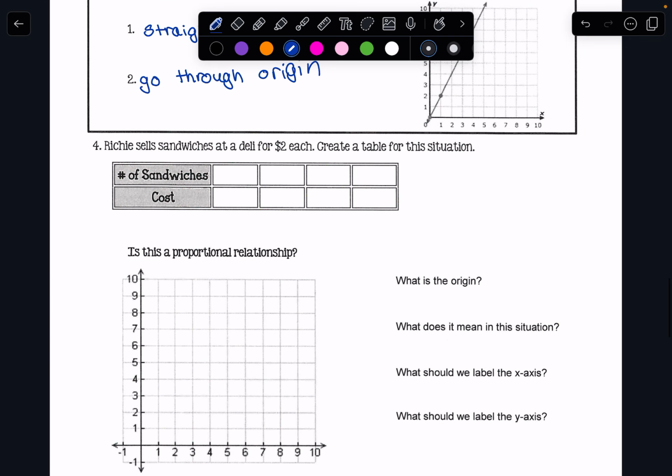Now let's look at an example. Richie sells sandwiches at a deli for $2 each. Create a table for this situation. So this is going to be a proportional relationship. So I know that if I don't sell any sandwiches, there's no cost. There's no money. If I sell 1 sandwich, I get $2. If I sell 2 sandwiches, I get $4. If I sell 3 sandwiches, I get $6.